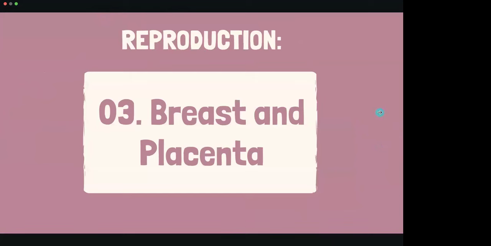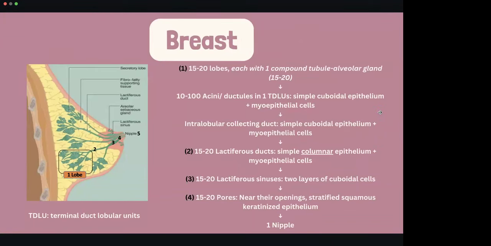Breast and placenta. So the breast has, I'm assuming you guys already know this, so I'm just crash coursing you guys. We have 15 to 20 lobes in the breast, and each lobe has one compound tubulo-alveolar gland, 15 to 20 of them. Compound means like 15 to 20. Okay. And each of them has 10 to 100 acini or ductules in the unit of it. And it's simple cuboidal epithelium with myoepithelial cells to eject the milk out.